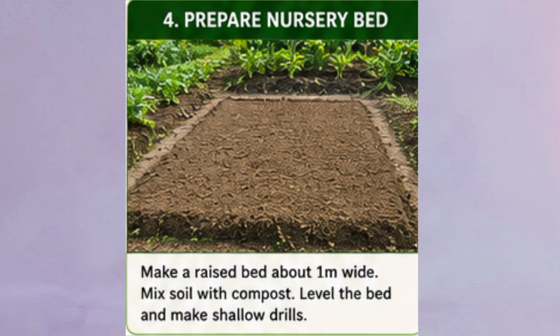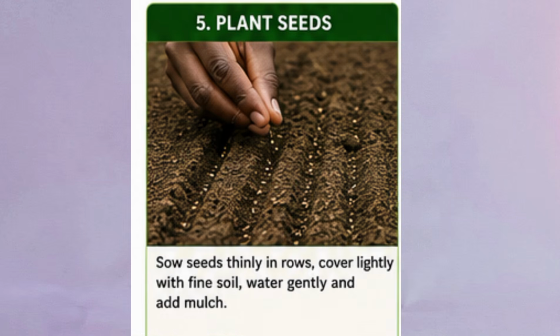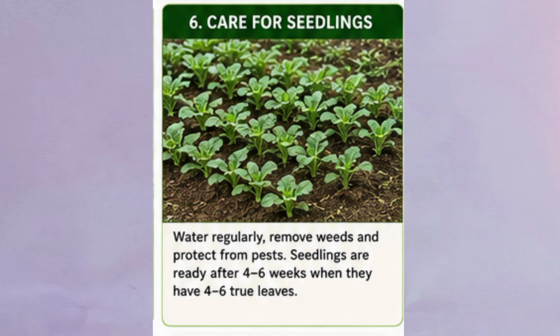They'll have already prepared the nursery bed, and after that let them plant the seeds. And under planting the seeds, let them follow this procedure. Let them sow seeds thinly in rows, then cover lightly with fine soil, water them gently, and add mulch to conserve moisture. And an important note, seeds usually germinate after 5 to 7 days, and they'll be ready for transplanting after 4 to 6 weeks, when they have 4 to 6 true leaves. So let's check on that one also.